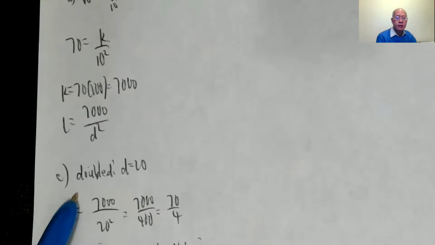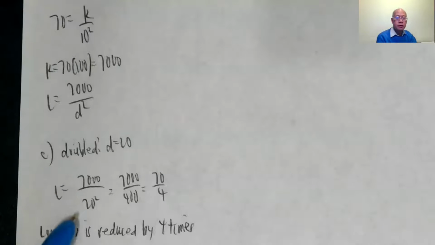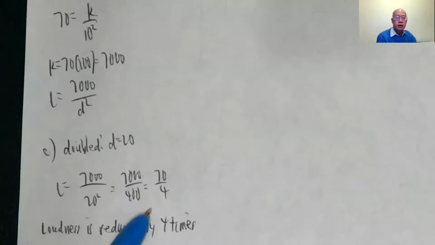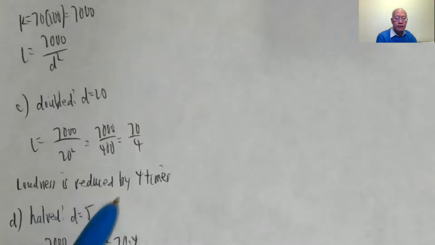And then C says, what happens if we double the distance? That means I plug in 20. So 7,000 over 20 squared, 70 over 4. The original was 70. So loudness is reduced by 4 times.